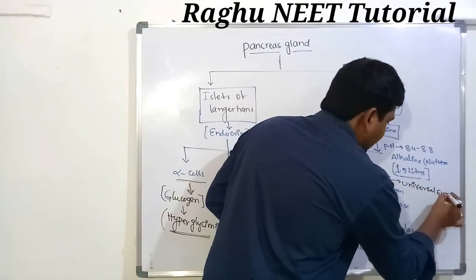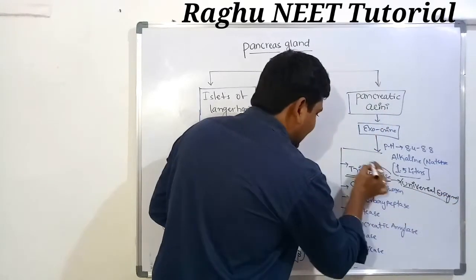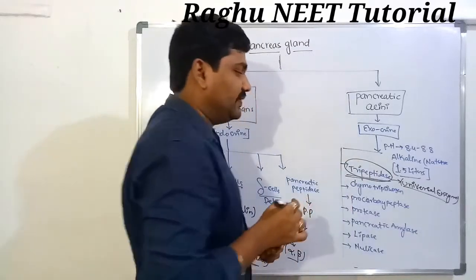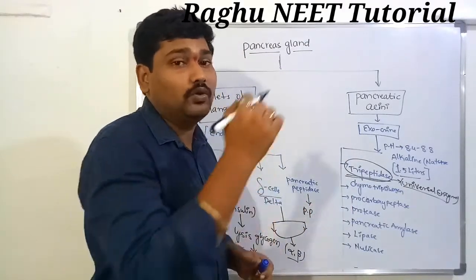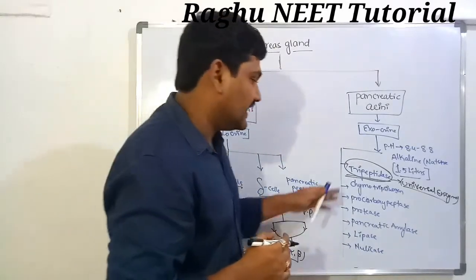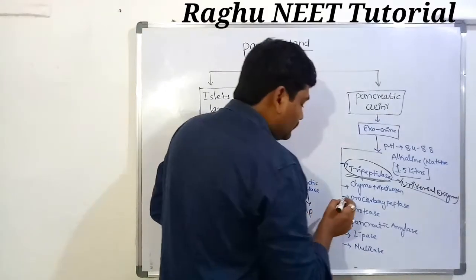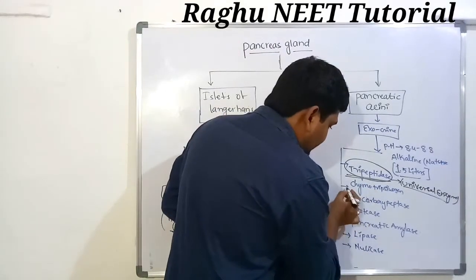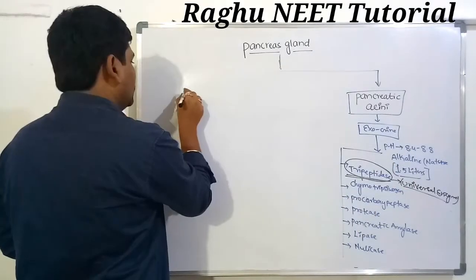Which one is a universal enzyme? The universal enzyme is known as trypsinogen. The trypsinogen is a universal enzyme. Why? Because it is present from the protozoa to highly developed individuals. So it is called a universal enzyme. Next one, trypsinogen, chymotrypsinogen, procarboxypeptidase and proteases.